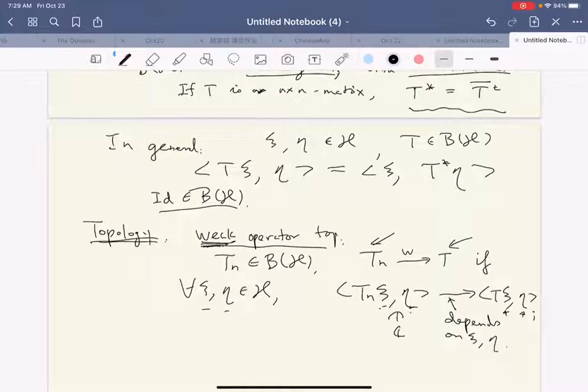And I agree, this is a good topology for physics, because this really says you don't care about the states, they are kind of just in your brain, but you care about the correlators. Yes, that's right. Anytime you prepare a state, this sequence of observables will converge to T.